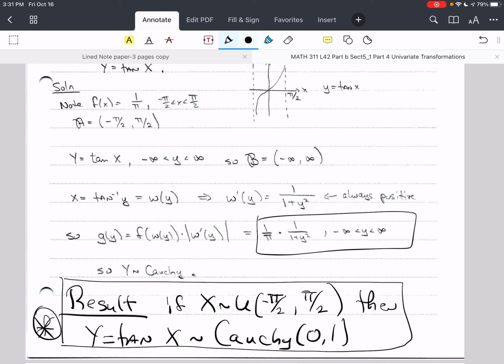Okay, so we found this result that if x is uniform from negative pi over 2 to pi over 2, then the function of x, y equals the tangent of x, has a standard Cauchy distribution. And here is the PDF of the standard Cauchy distribution.